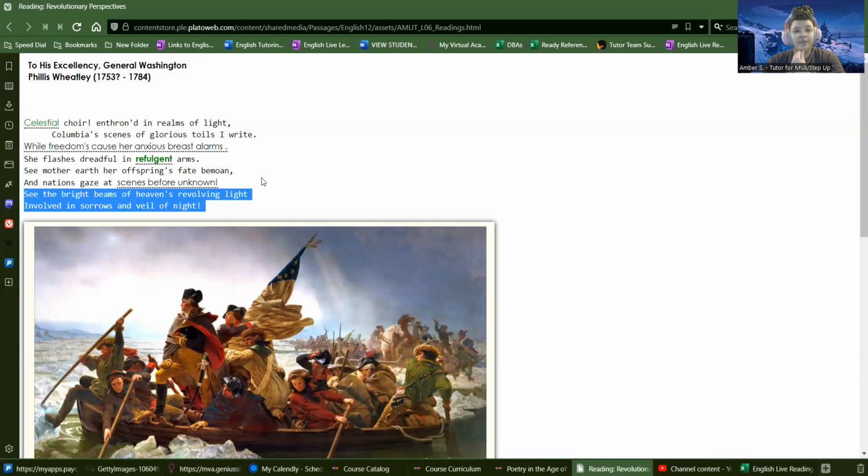So they're describing heaven as supporting them fighting the war by being involved in sorrows. That's the sadness that the Americans are experiencing, being under the British people, I'm sorry, and the veil of night, which is also referring to the situation.